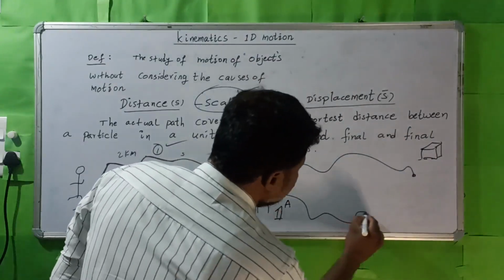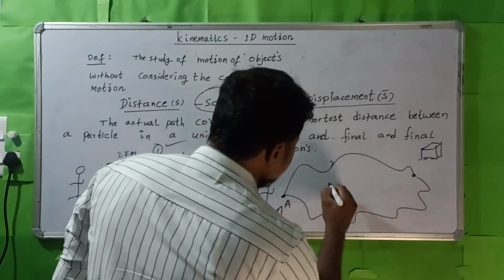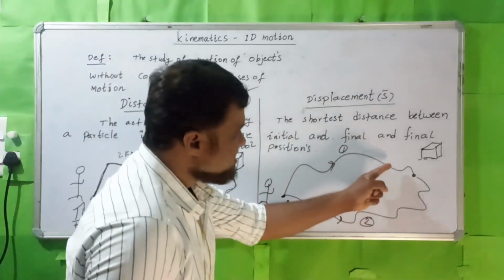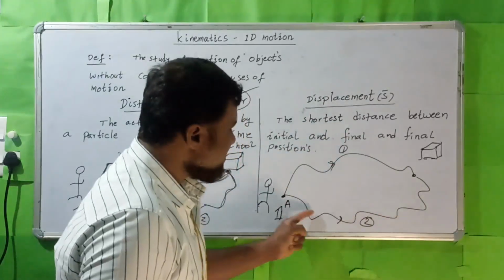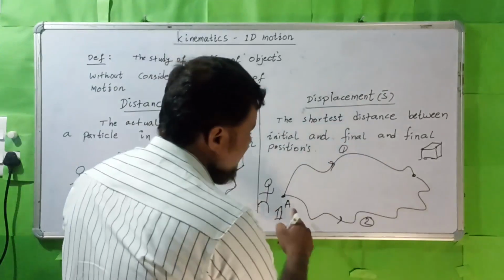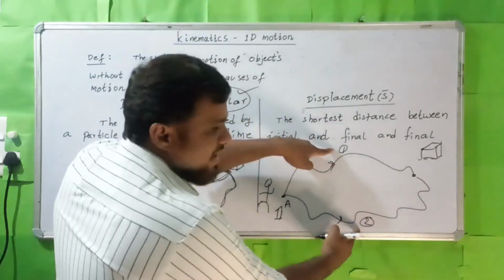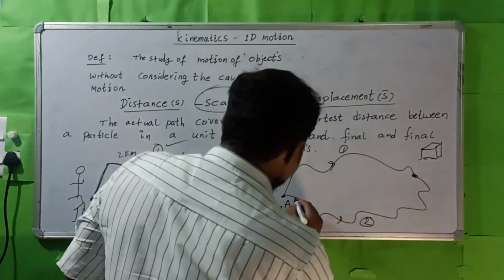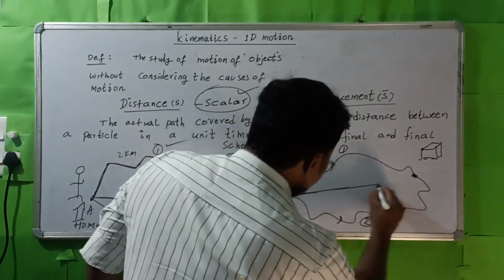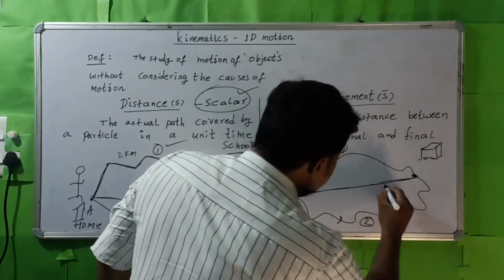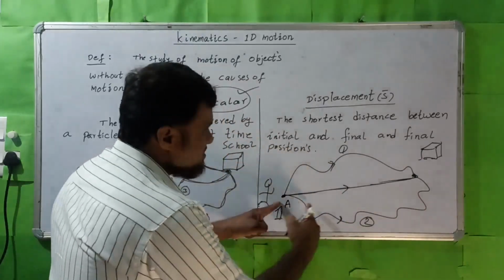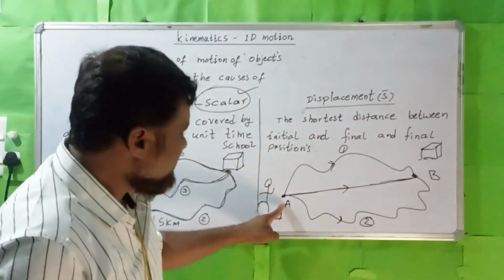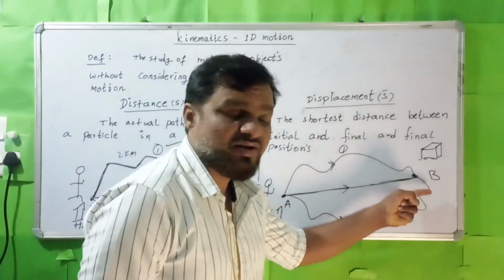Path 1, this is path 2. Again, a zigzag path means so many turnings are there. The actual path, these 1 and 2 paths, gives the actual path, nothing but distance. So whenever you draw a vector between initial and final positions, this becomes displacement. It denotes displacement. Why? Because there is a particular direction.